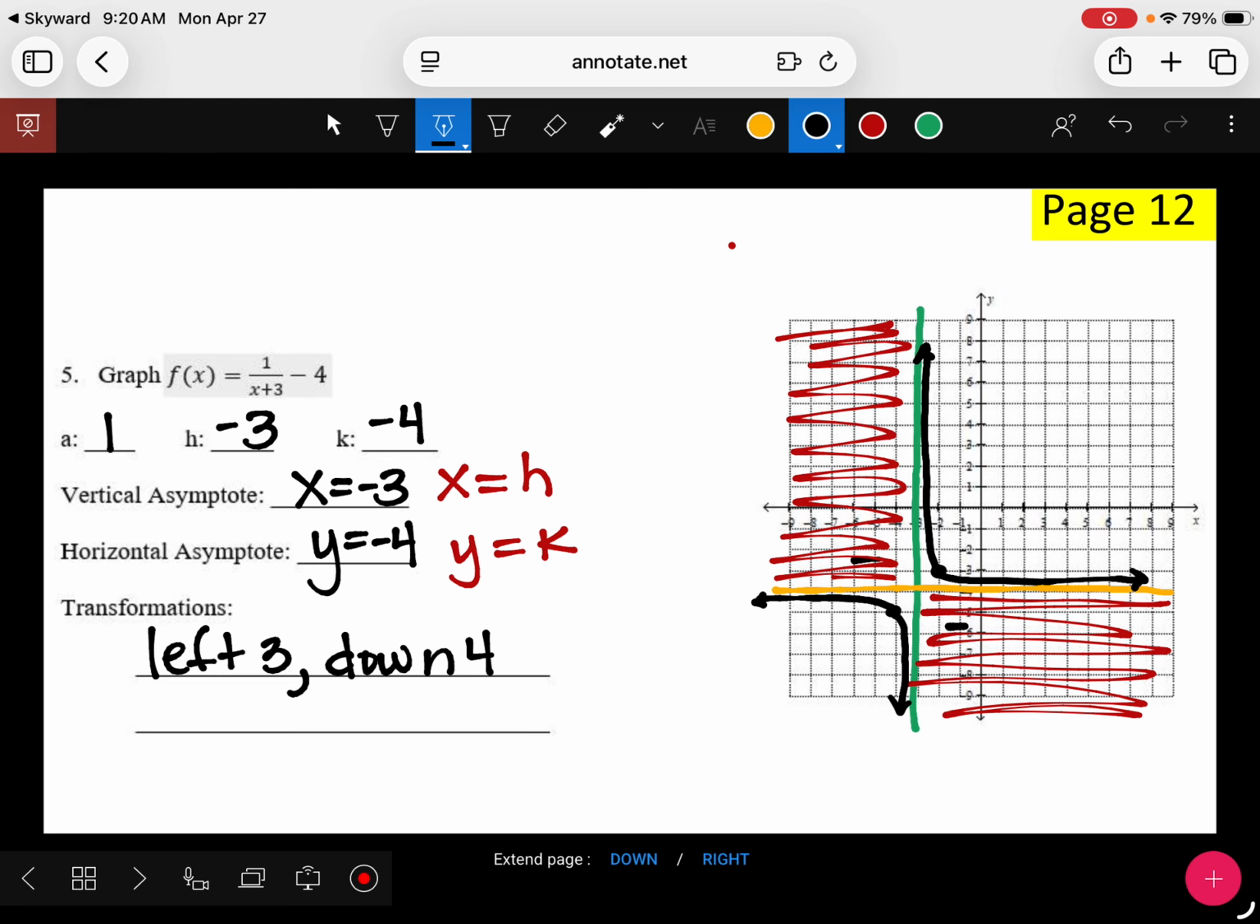Now you do have one graph on the test, and I believe you have this on the final where you have to graph a rational.